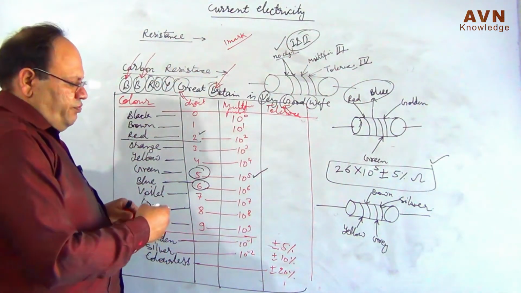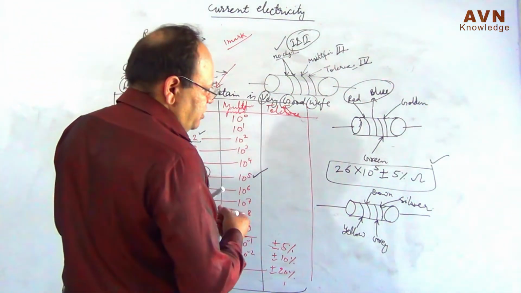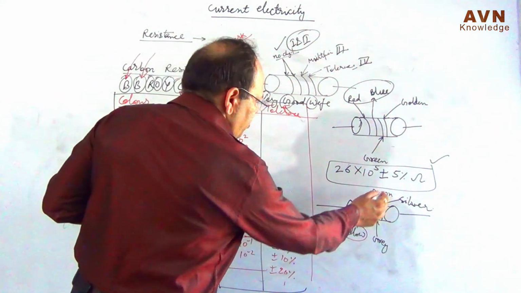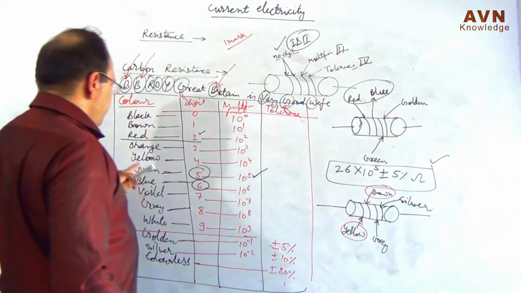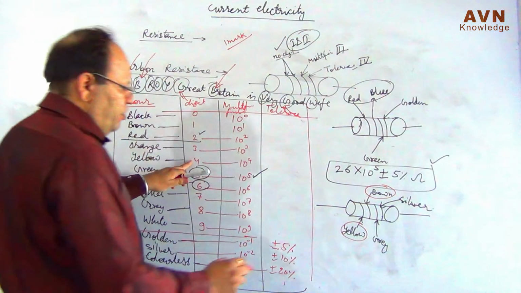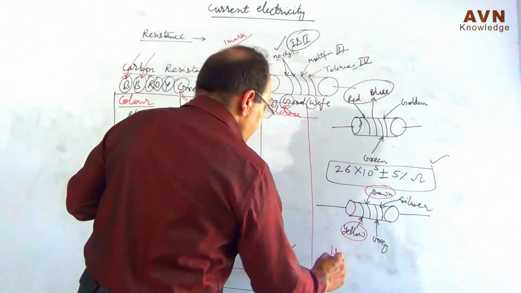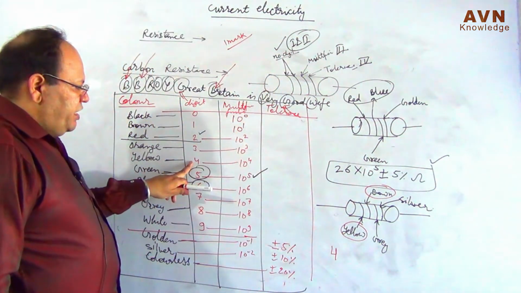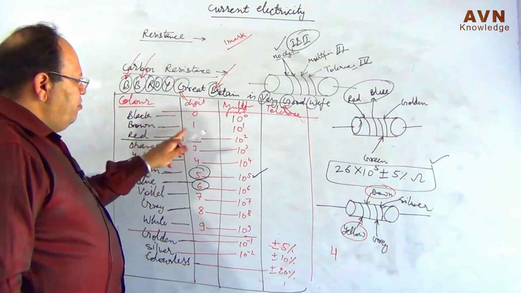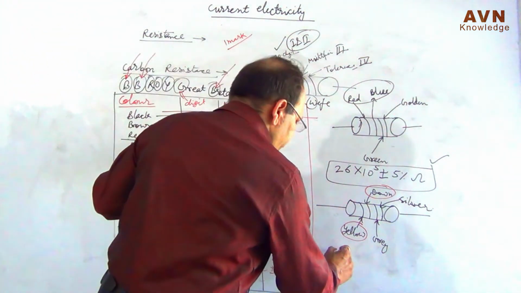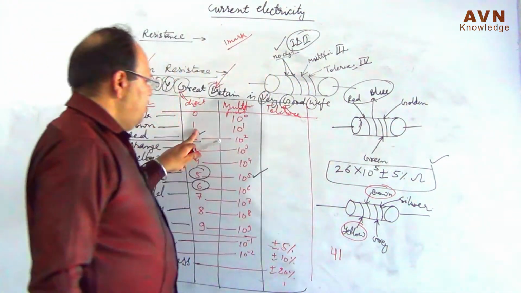So what is the first digit? The first digit is yellow, and yellow and brown give the number. What is yellow? Yellow is 4. So you can say 4. What is the second? The second is brown. Brown is 1. So you can say 41.